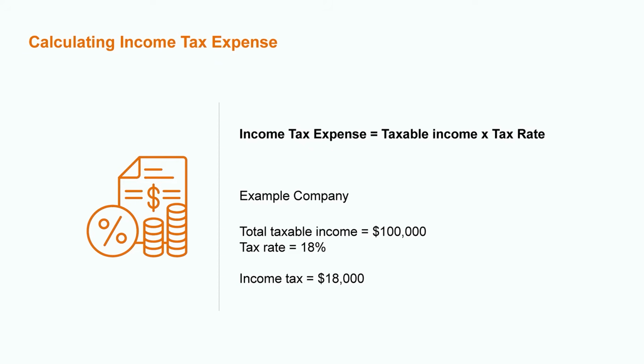The tax expense is calculated as follows. Taxable income times tax rate equals the income tax expense. For example, if the company has a total taxable income of $100,000 and a tax rate of 18%, their income tax expense for that period would be $18,000. It's important that this is calculated correctly since it impacts the overall profitability of the organization. This $18,000 would be reported on the income statement and would be used to calculate the final net income after taxes for the company.